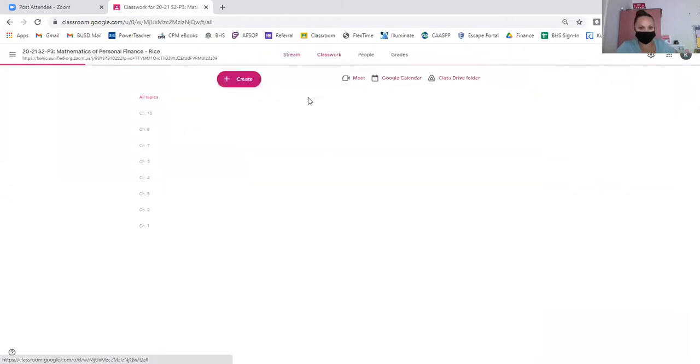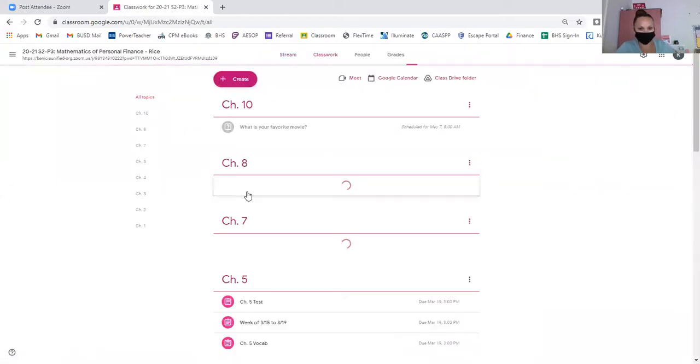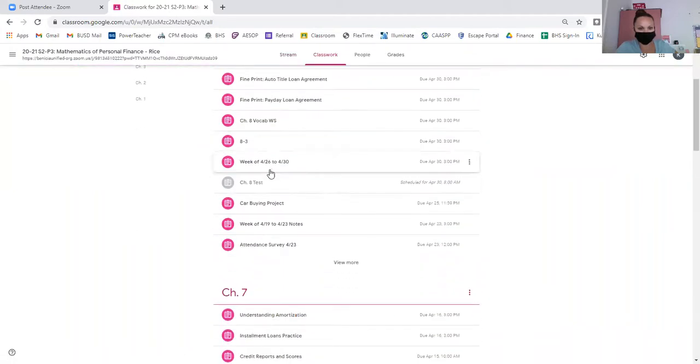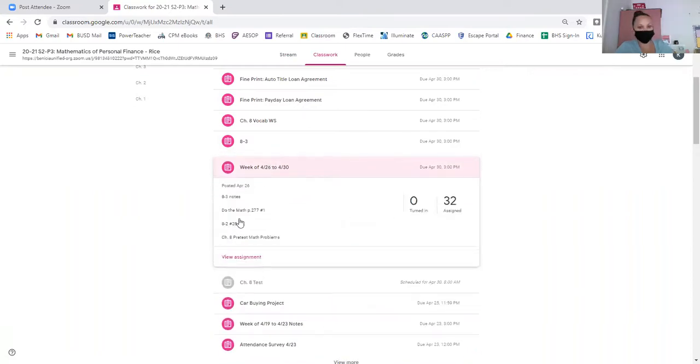For your classwork this week, kind of jumping ahead. So this week of 4/26 to 4/30, your notes, 8-3, the Do the Math problem 28 yesterday, and today's math problems. This can now be turned in. I know we're not done with the week, but tomorrow we're doing a Kahoot, so we are done with all of this. 8-3 we finished on Monday, so you can already be doing those.